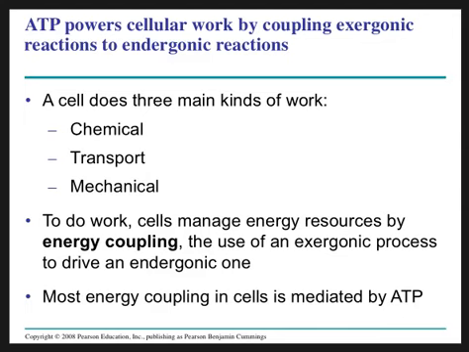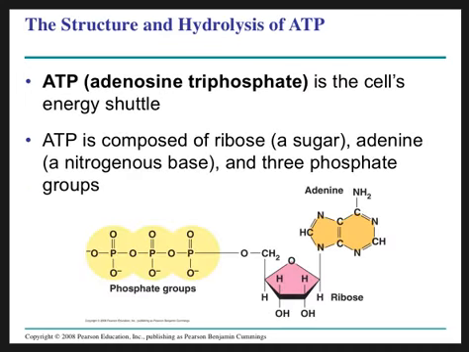So to do work, cells have to manage their energy resources. We had that definition, the study of how cells or organisms manage their energy resources. Go find that definition. But they do that through energy coupling. What happens is they use an exergonic process to drive an endergonic one. So the definition of energy coupling is using an exergonic process to drive an endergonic one. Most of that energy coupling is done through ATP. Remember your structure of ATP.